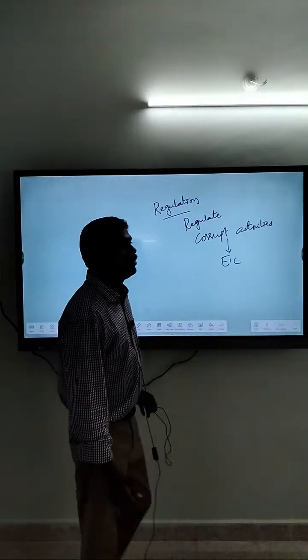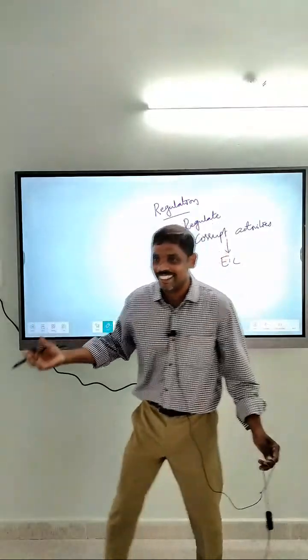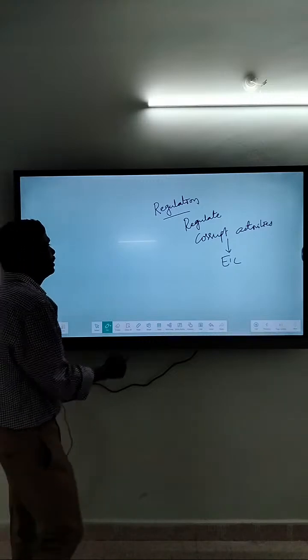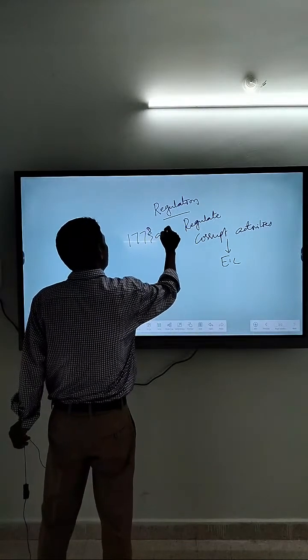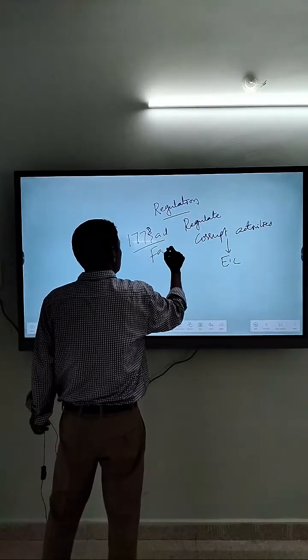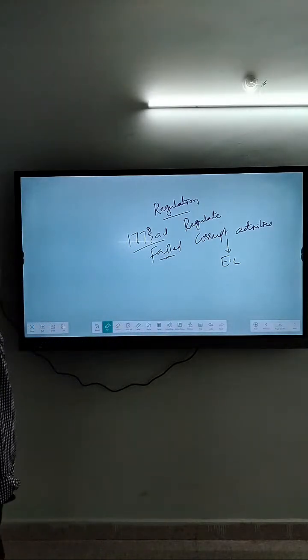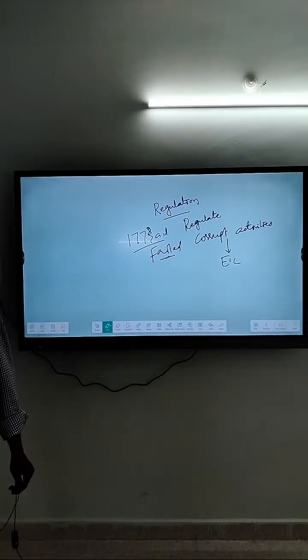But if you take this 1773 Act, nothing much better was achieved. No much result was achieved. That is, the 1773 Act has failed to control corrupt practices. That is the reason why within 10 years, a new regulation was brought in 1784, which is called Pitt's India Act.